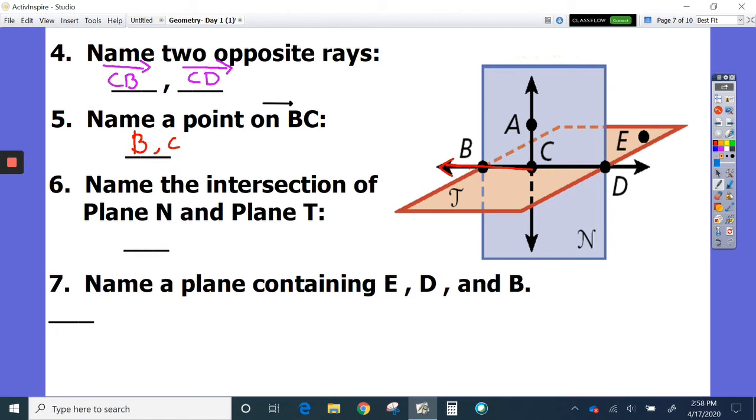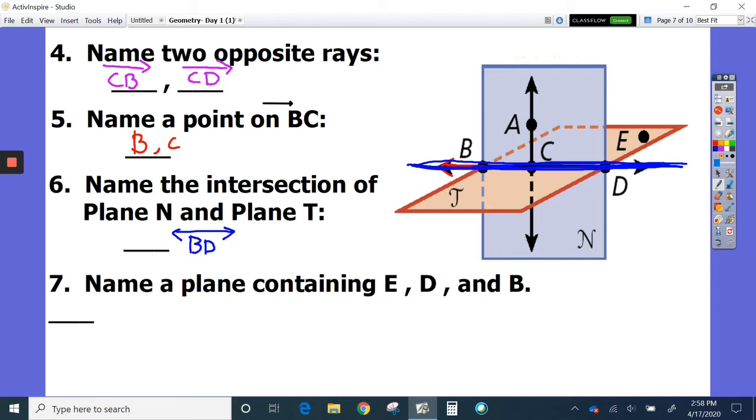Next, we want to know the intersection of the two planes, plane N and plane T. Now, when two planes intersect, they intersect along this line. So two planes always intersect along a line. All we have to do is name this line. We know there are 2 points on this line, B and D, and the line extends on either side. So the intersection of two planes is always a line.